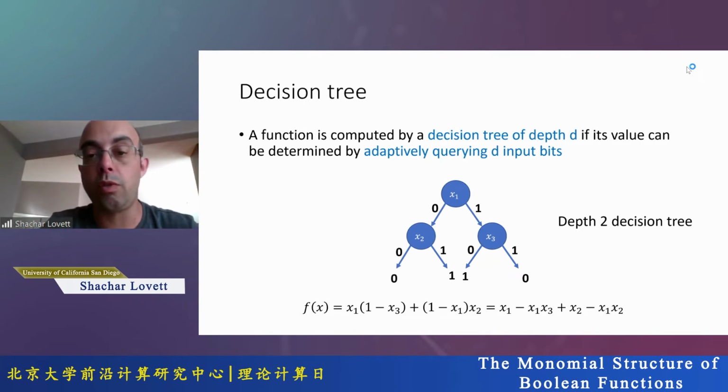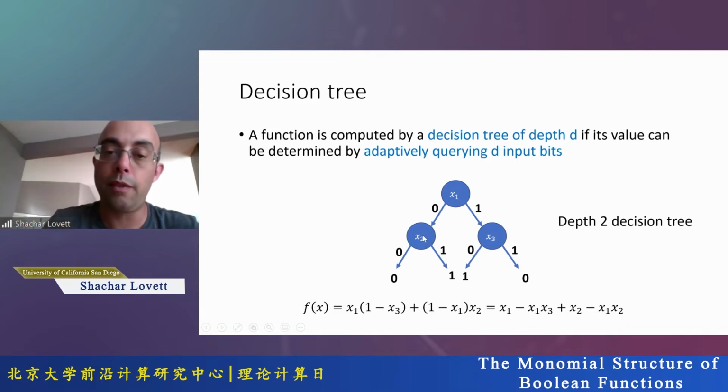So what is a decision tree? A decision tree is a computation of a function that you do by adaptively querying bits. So here, for example, in this diagram, I query x1, the first variable. If I happen to get 0, I go to the left. If I get 1, I go to the right. And if I went to the left, I'm going to query x2, and based on the value, I'm going to give you the result. And if I went to the right, if x1 was 1, now I decide to query x3, and based on its value, I give you the answer.